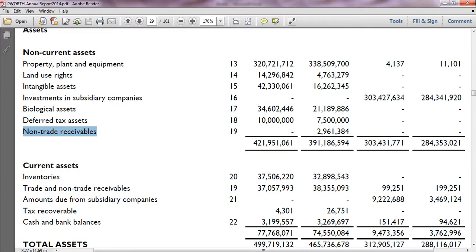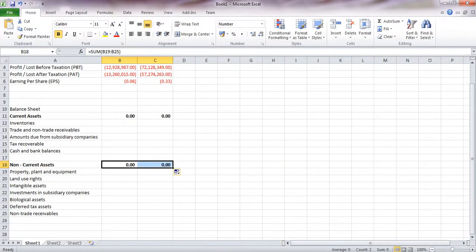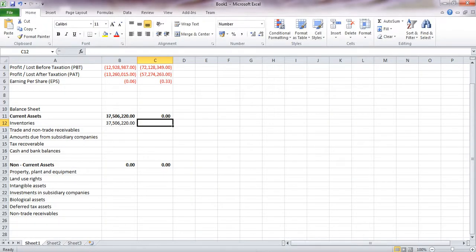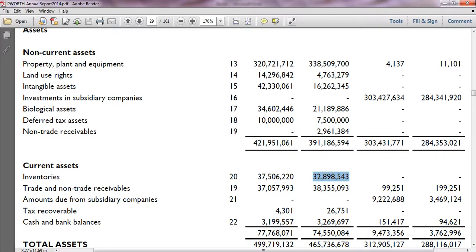Inventories. So basically just copy and paste. You see some funny things over there. It automatically changes the figure for you.